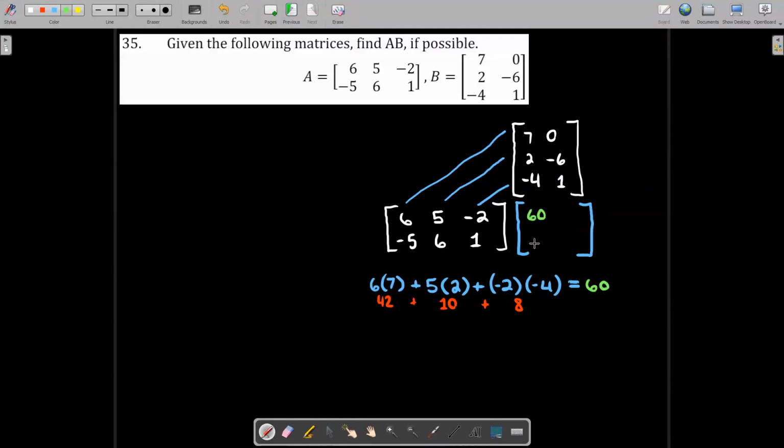Okay, now let's do this one. We're going to do -5 times 7. Notice that I'm using the bottom row this time, -5 times 7. It's got to correspond. We go this way and up this way, right? And then we're going to add 6 times 2. And then 1 times -4.